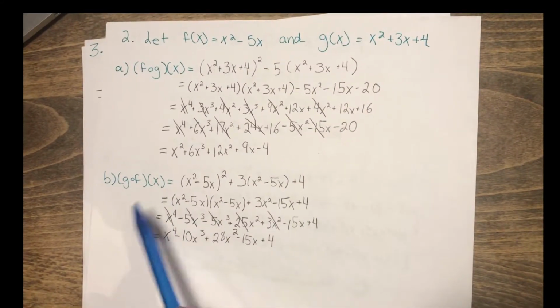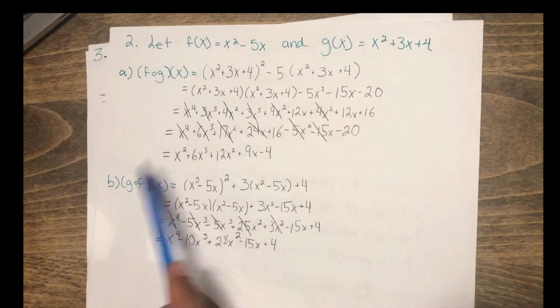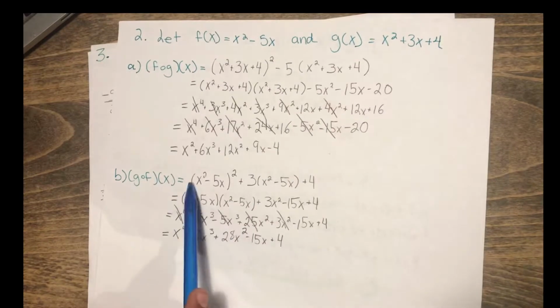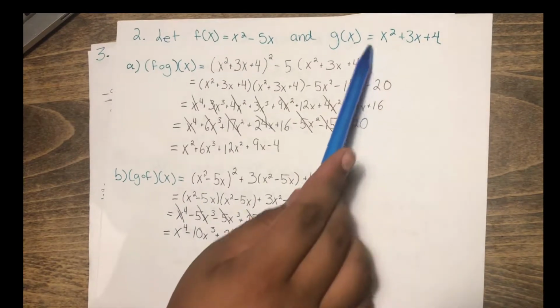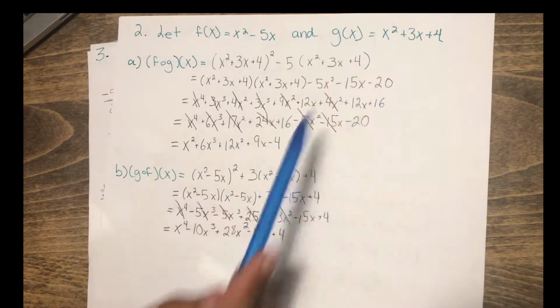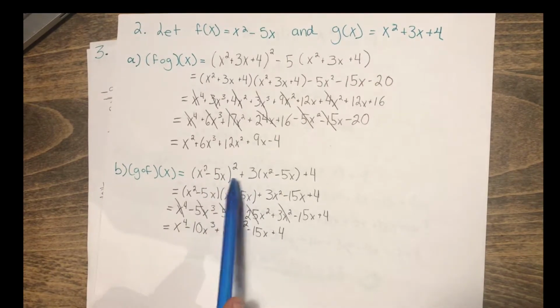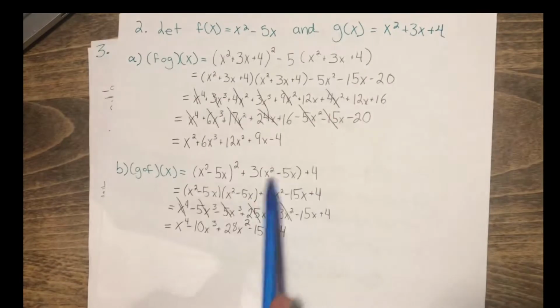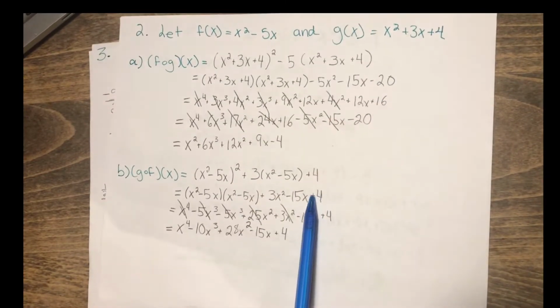Now for b, it's going to use g of f, so we're going to plug in. For every x in the g function, we're going to plug in the f function. So it's going to be (x squared minus 5x) squared because of the g function, plus the 3 times (x squared minus 5x). Then we can't forget the plus 4 at the end.